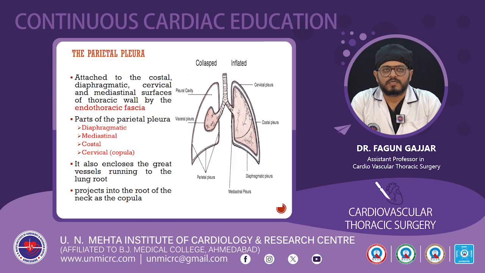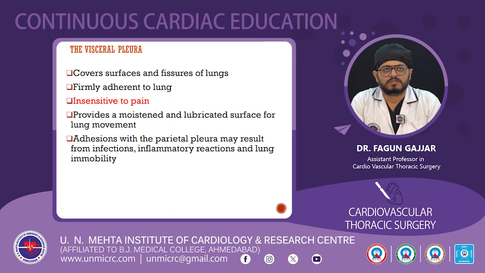The parietal pleura is attached to the costal, diaphragmatic, cervical and mediastinal surfaces of the thoracic wall by the endothoracic fascia. Parts of the parietal pleura are the diaphragmatic pleura, mediastinal pleura, costal pleura and the cervical pleura, which is also known as the cupula. It also encloses the great vessels running in the lung root. It projects into the root of the neck as a cupula.